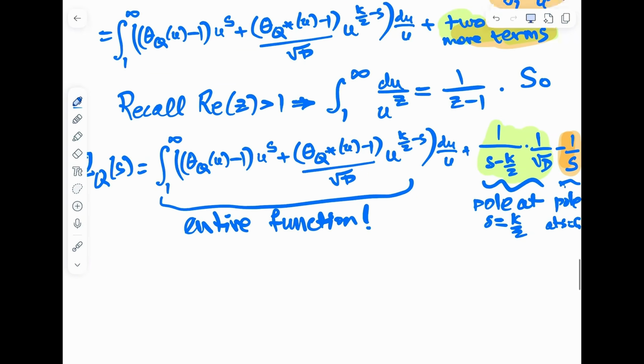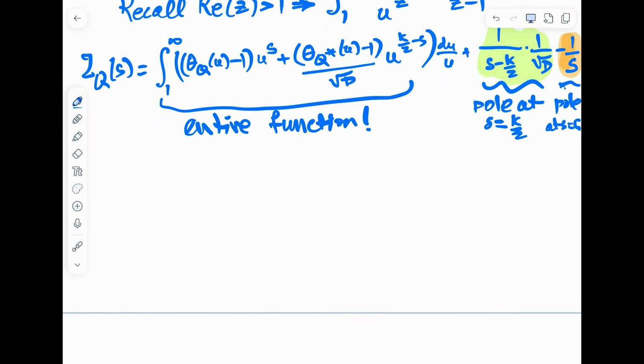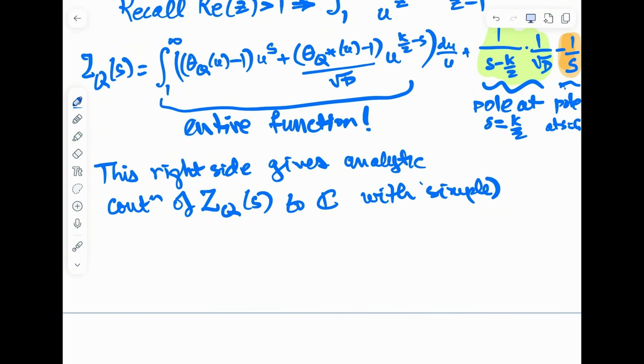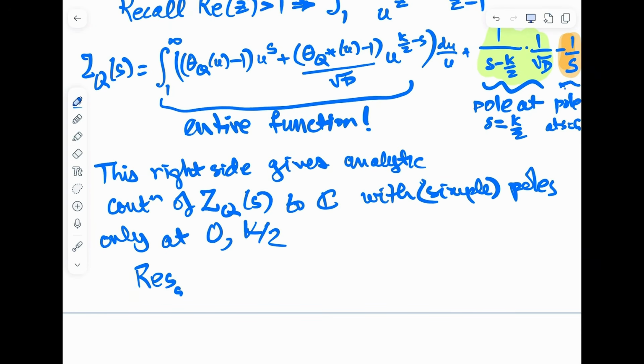And so what we see then, if we move this up to the top, is that this right side gives an analytic continuation of the zeta function to the whole complex plane with poles that are both simple, only at 0 and k over 2. What's the residue at s equals 0? It's a minus 1 over s, so the residue is minus 1.